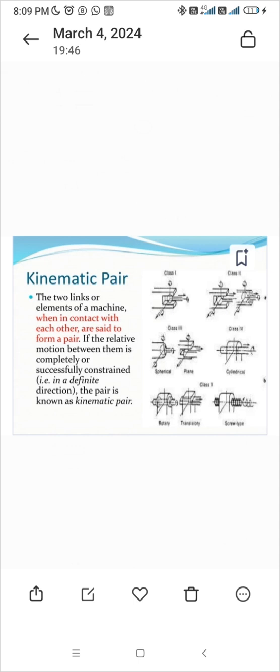The two elements are joined together, that should permit the relative motion between the two elements, so that will be known as a kinematic pair. For example, crank is a separate link and a connecting rod is also a separate link. If the crank and the connecting rod are joined together, it will be known as one kinematic pair. Similarly, connecting rod and piston, and piston and engine cylinder, because piston is a separate link, engine cylinder is a separate link. So if the two links are joined together, we can say it is a kinematic pair.